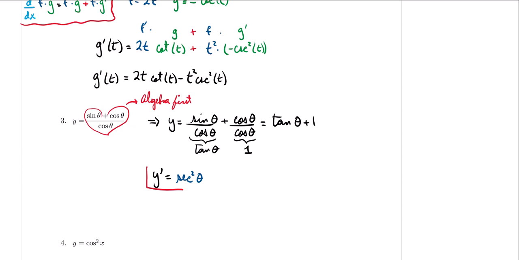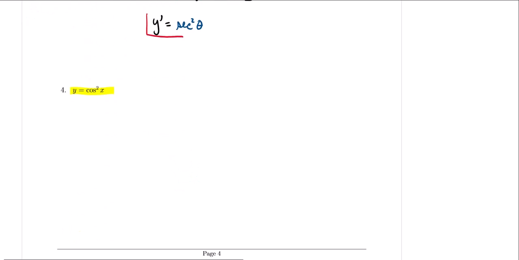Now let's take a look at the next function here, where we have y is equal to cosine squared of x. So what is this derivative? Now, at first glance, this might seem like a problem where we don't really have the tools at our disposal to figure out this derivative, because we've seen the derivative of the cosine, but not the derivative for a cosine squared. So what can we do?